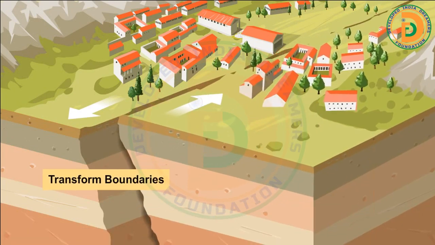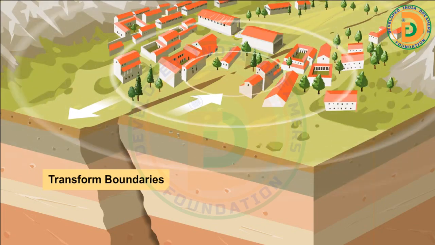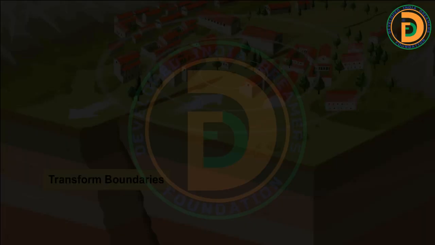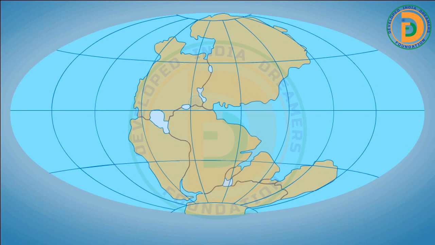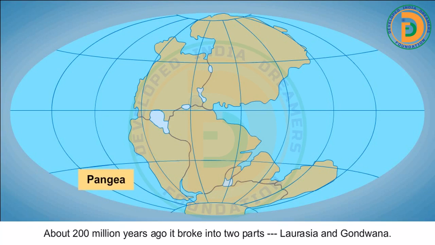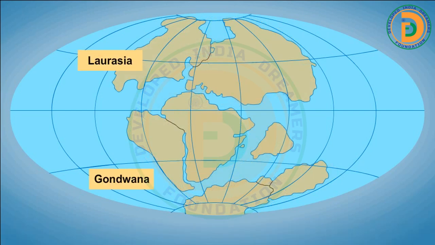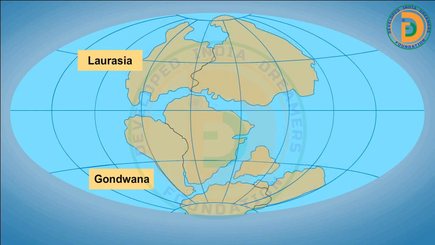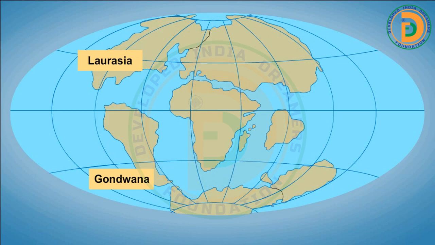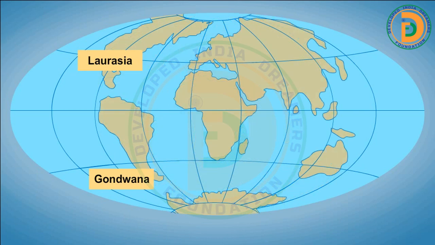These movements have been responsible for the shape, size, and position of the continents. Some 225 million years ago, the Earth was a single landmass called Pangaea. About 200 million years ago, it broke into two parts, Laurasia and Gondwana. In course of time, Gondwana disintegrated into African, South American, Australian, Antarctica and Indian plates.